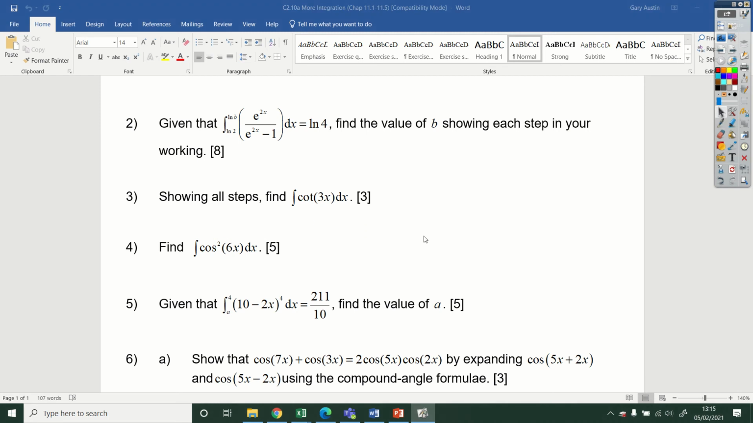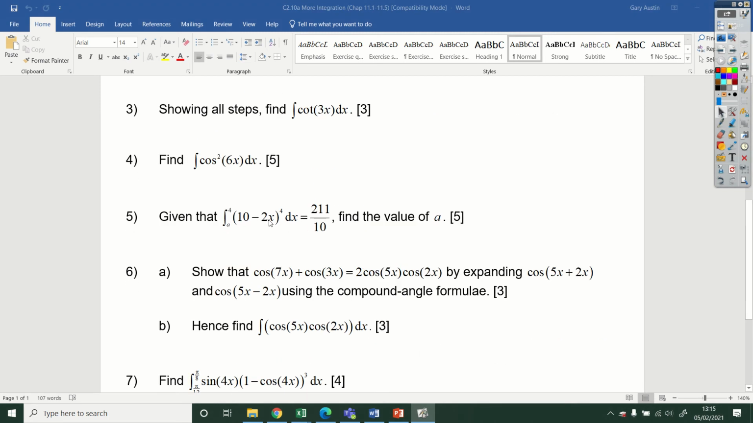Question 5, another definite integral question, which looks like something to the power of 4. We're putting bounds of a and 4 in, and we're getting an answer of 211, and we want the value of a. So not a particularly difficult integral to do. If you think about what form of function we've got here, this is basically a function of x, and then it's to the power of 4. So you might want to try something sensible, and then adjust for some constants, I would say.